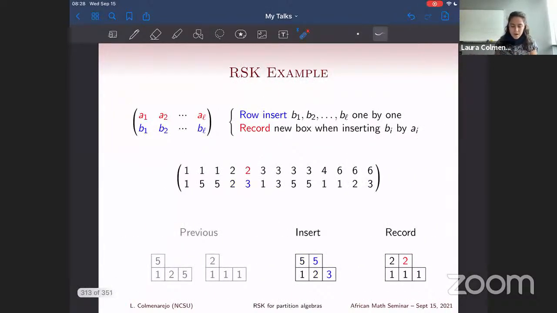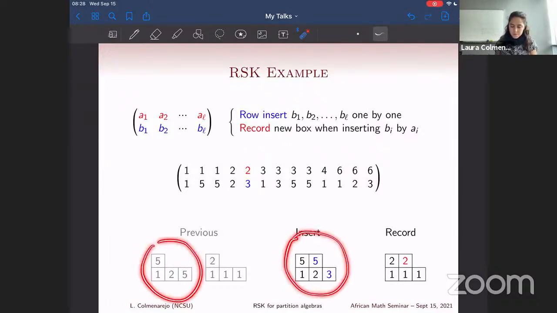So now suppose that I insert a 3. If I look at this tableau, the 3 should go where the 5 is. So I just put the 3. And now the 5 is in the second row. Because I have no problem with weakly increasing rows, I can just put it next to it. And if I look at this tableau and this tableau, this is the new box, so I record 2.